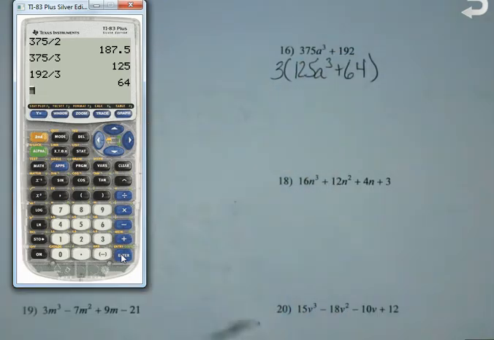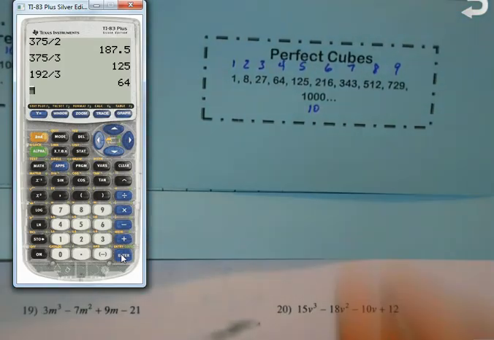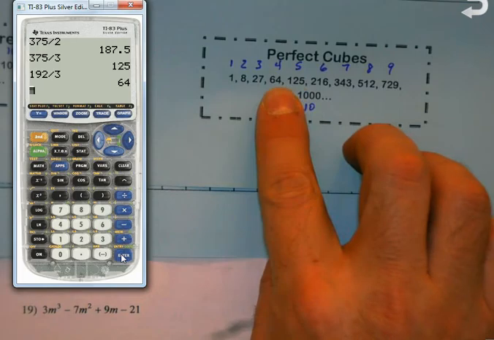Okay, notice I didn't just divide it and leave it as that. The 3 is still part of my problem. I just put it on the outside. So I look at this and I'm like, okay, I haven't remembered seeing this before. This is kind of weird. So I start looking, I'm like 125 and 64. Look at my sheet. Oh, 125 and 64, they're perfect cubes.